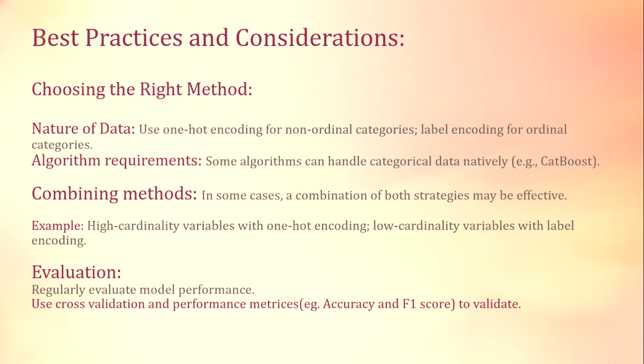Combining methods: in some cases a combination of both strategies may be effective. For example, high cardinality variables with one-hot encoding and low cardinality variables with label encoding. Evaluation: regularly evaluate model performance and use cross validation and performance metrics like accuracy and F1 score to validate.